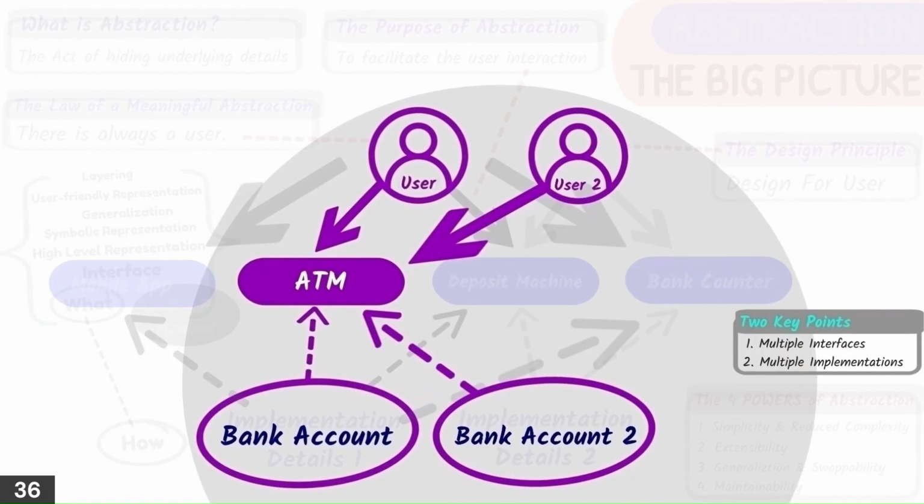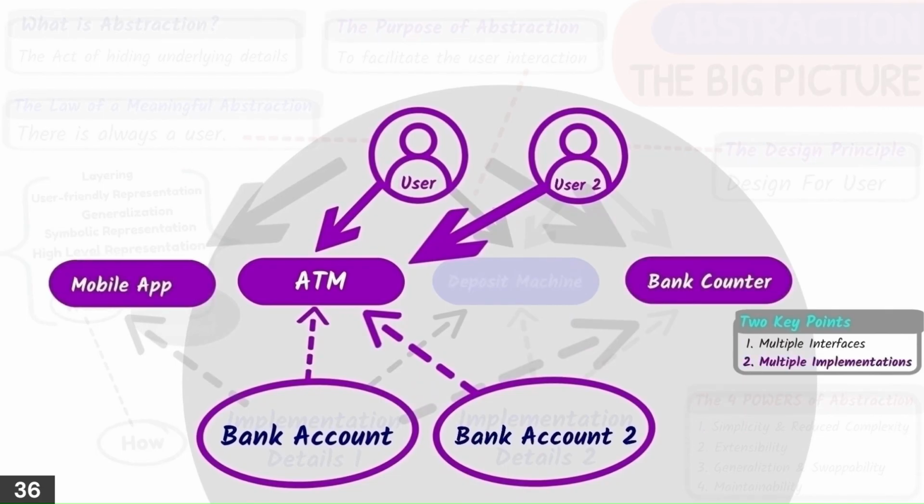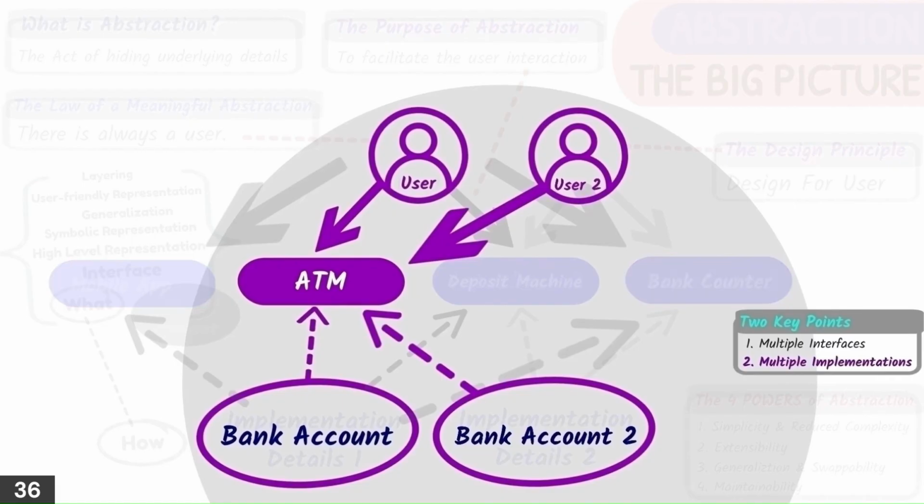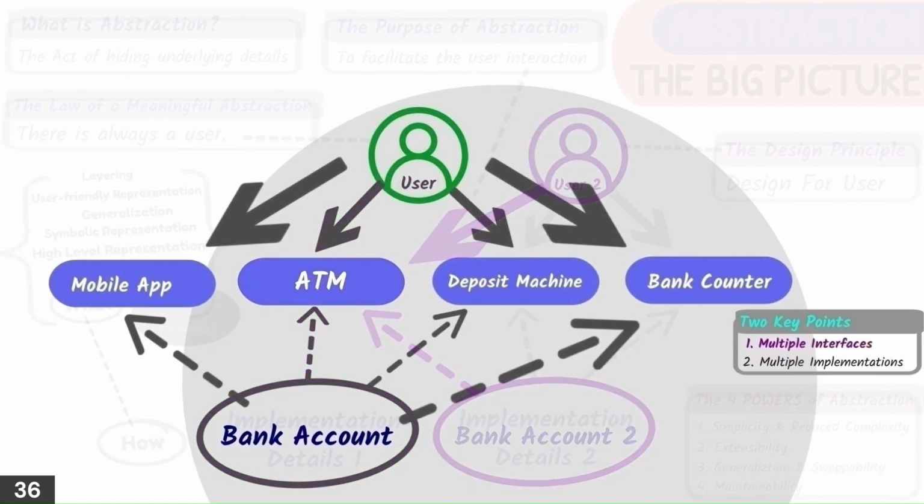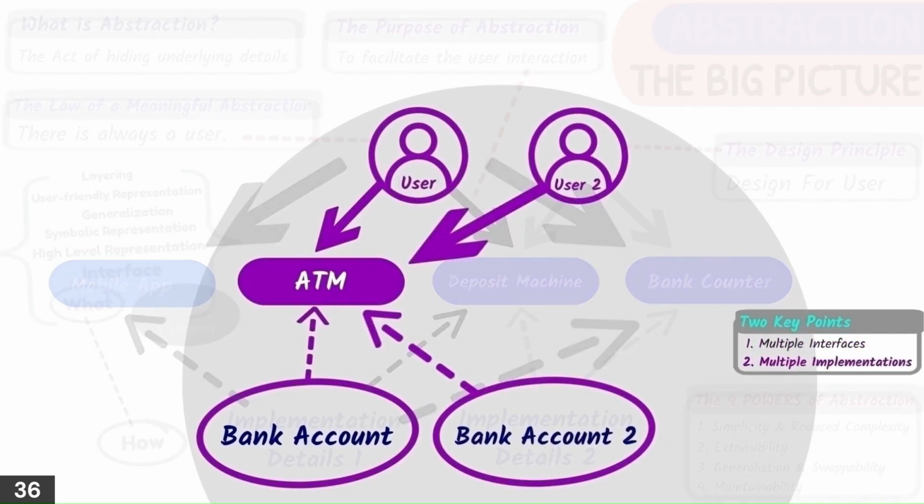In addition to that, different people can use the same ATM to withdraw from their own accounts. In this case, same interface, but multiple implementations. And same goes for the counter and the mobile app. Multiple users, same interface, but each accessing their own accounts. So what does this show? It shows that there can be multiple interfaces for the same implementation and multiple implementations behind the same interface.